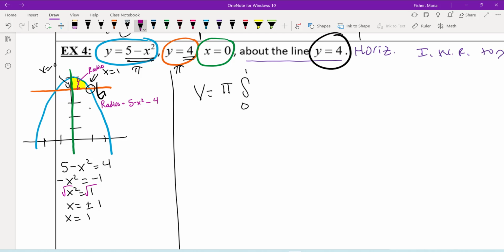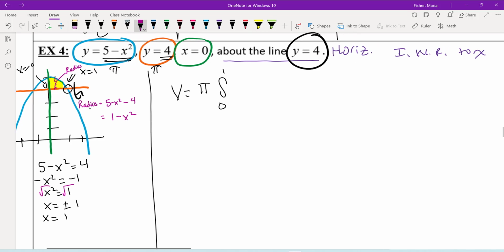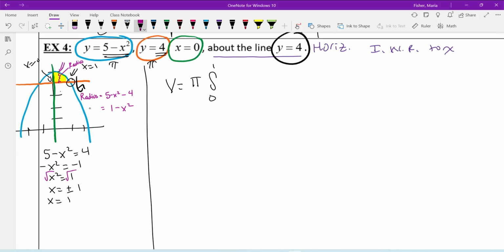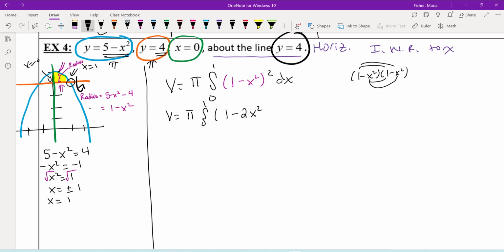If I clean that up, my radius is going to be 1 minus x squared. My radius in this case was 1 minus x squared because it's the distance from the curve to the axis of rotation. So I'm going to square 1 minus x squared to find this volume. If I'm squaring this, again, write it twice and FOIL if you need to so you don't make a mistake. And you end up with 1 minus x squared minus another x squared is minus 2x squared. And then finally plus x to the 4th.